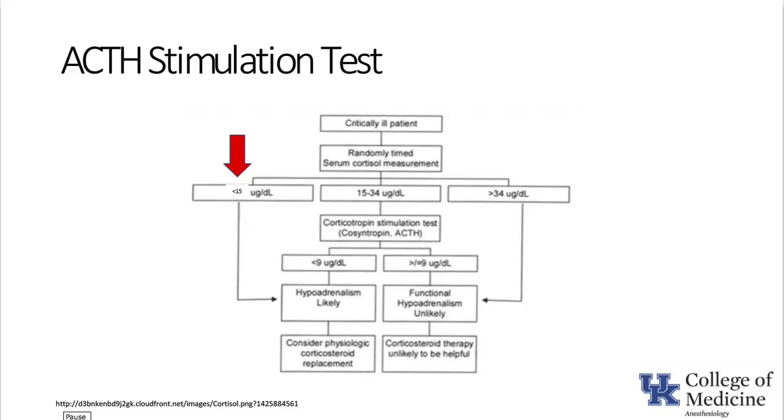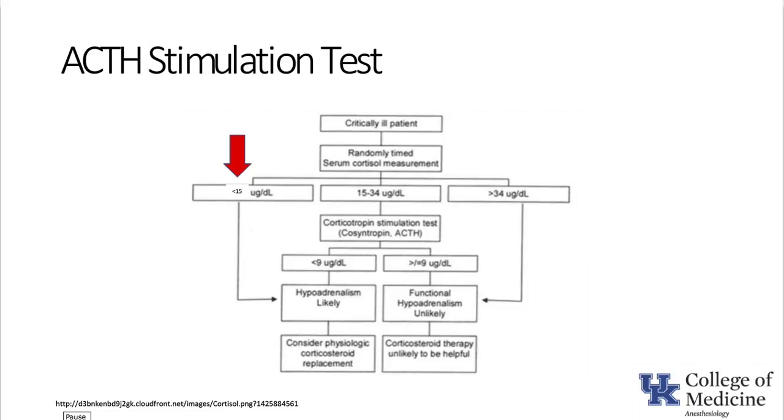A low dose test, 1 microgram of ACTH, is also sometimes used. Interestingly, the low dose test results in more patients being diagnosed with adrenal insufficiency and appears to be more effective in predicting which patients will respond to steroid administration.